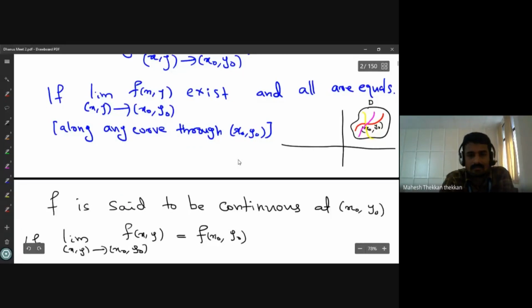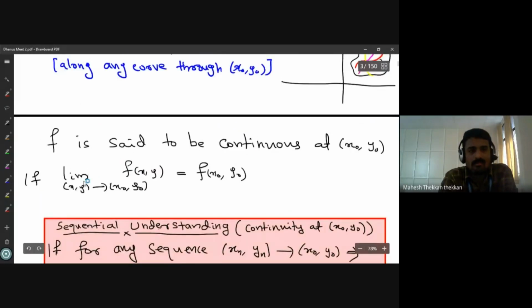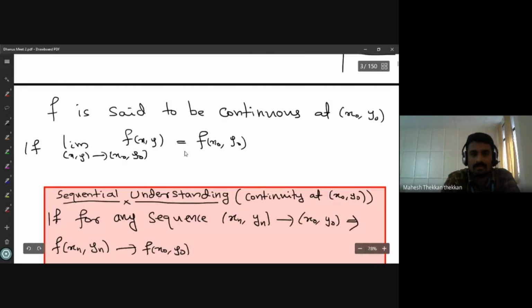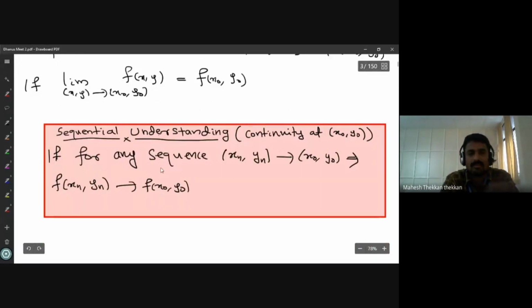Then we discussed continuity. The continuity is: limit as (x, y) tends to (x naught, y naught) of f of x y is equal to f of x naught y naught. So the function is said to be continuous at the point (x naught, y naught) if this limit value is equal to f of x naught y naught. We can also understand this by using sequences. For every sequence (x n, y n) that converges to (x naught, y naught), f of (x n, y n) converges to f of (x naught, y naught). Then we say f is continuous at (x naught, y naught).